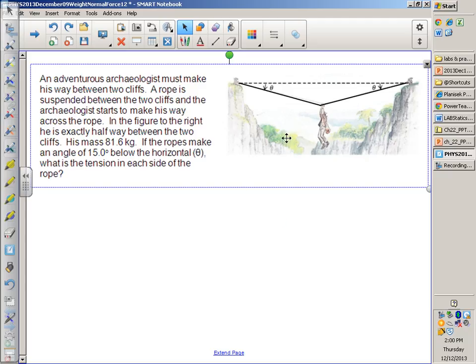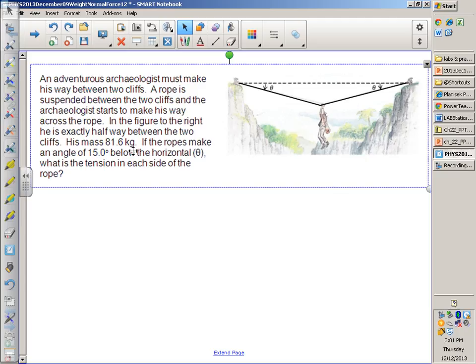All right. Anyway, so an adventurous archaeologist must make his way between two cliffs. A rope is suspended between the two cliffs, and the archaeologist starts to make his way across the rope. In the figure to the right, he is exactly halfway between the two cliffs.